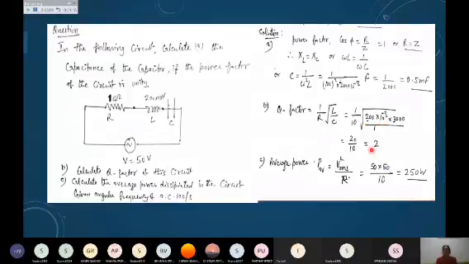The third part is to calculate the average power dissipated in the circuit. Average power dissipated equals Vrms squared upon R, because L and C do not dissipate any power. Only the resistance is going to dissipate power, and you can find the value of the average power by putting in the values. I am getting the answer as 250 watt.